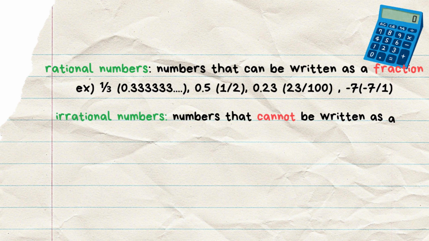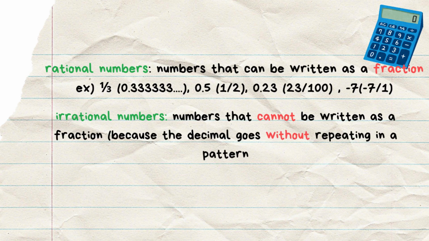Irrational numbers are numbers that cannot be written as a fraction because the decimal goes on without repeating in a pattern. For example, 3.14159265... is continuous, and this number can be represented as pi. And we have radical 2, which is another irrational number because the decimals don't go in a repeating pattern.